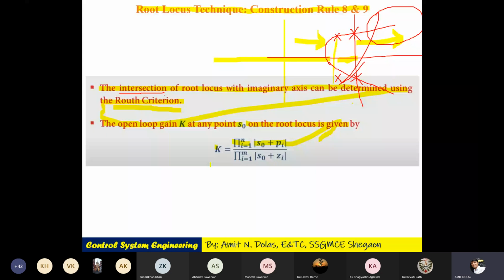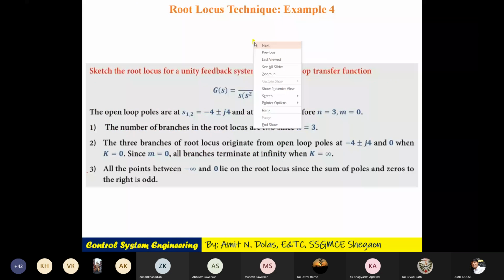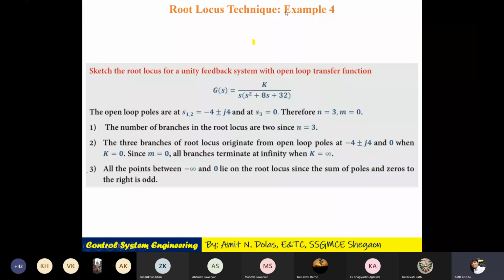So one more example here. Example number 4. Sketch the root locus of a unity feedback system with open loop transfer function. Unity feedback system means h of s is equal to 1. So g of s is equal to k upon s into s square plus 8s plus 32. By calculating the roots, they are minus 4 plus minus j4. There are two poles, s1 and s2, which are -4 minus j4 and -4 plus j4.